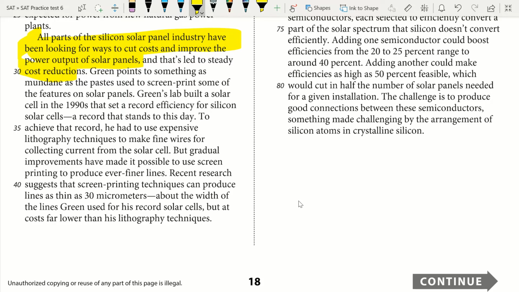To achieve this record, he had to use expensive lithography techniques to make fine wires for collecting current from the solar cell. But gradual improvements have made it possible to use screen printing to produce even finer lines. Recent research suggests that screen printing techniques can produce lines as thin as 30 micrometers, about the width of the lines Green used for his record solar cells, but at costs far lower than his lithography techniques.